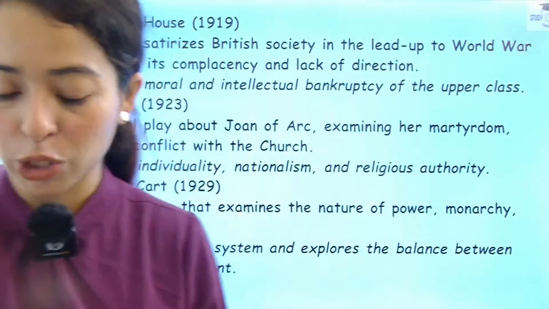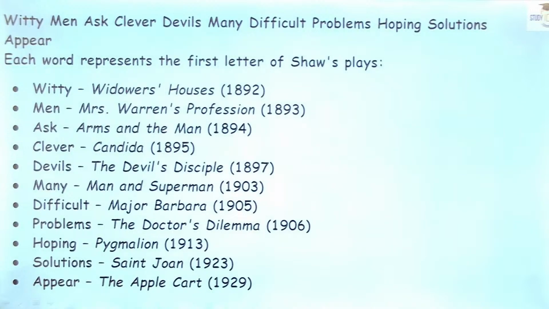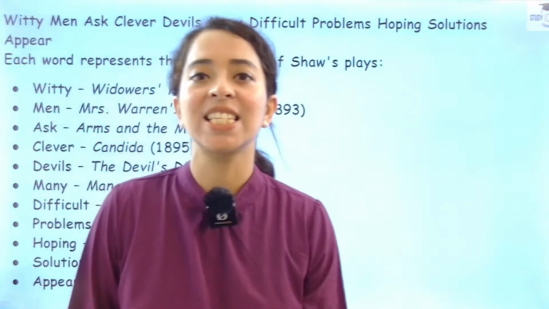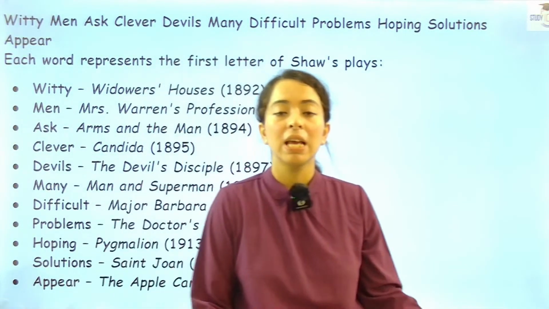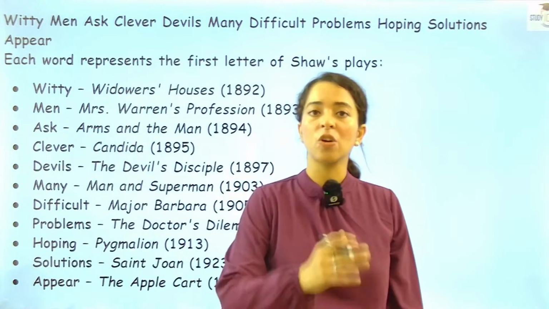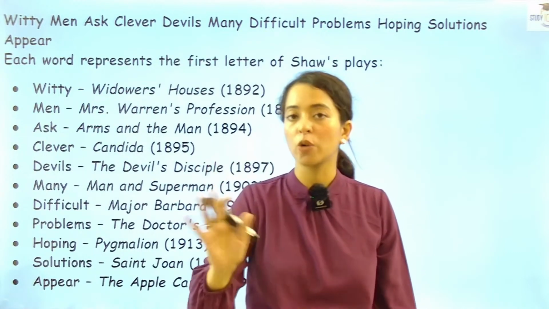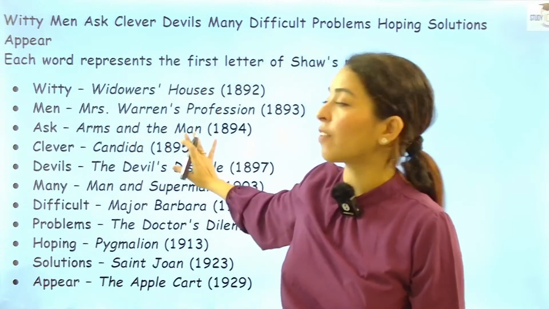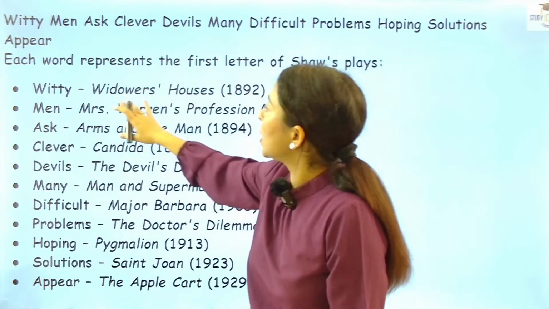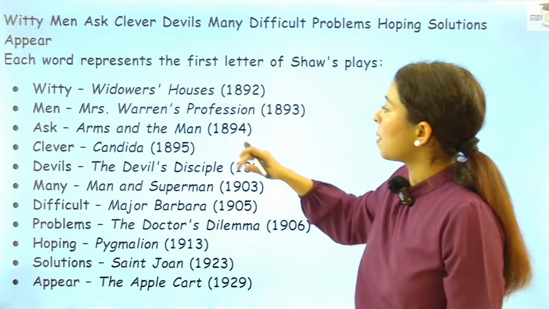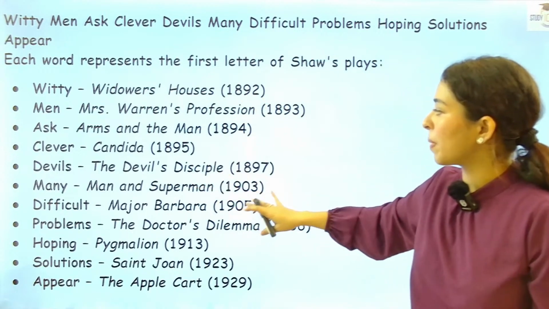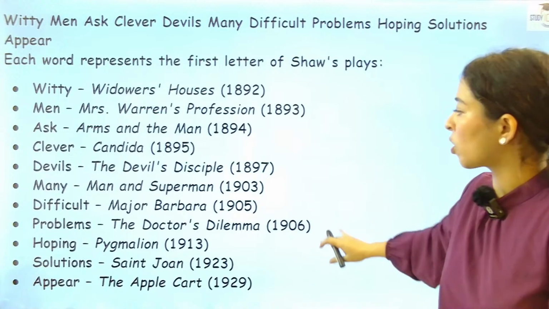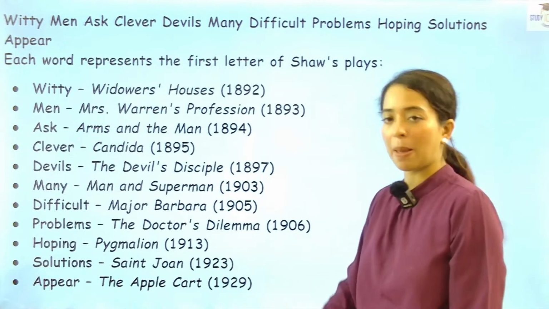This is 1929, okay? All right, guys, as I said, 60 plays hain, impossible to learn. ये important works हैं, इनमें से chronology पूछी जाएगी for sure. अगर chronology पे GB Shaw पे question आता है, these are the only set of works that will be picked up. So Widowers' Houses, Mrs. Warren's Profession, Arms and the Man, Candida, The Devil's Disciple, Man and Superman, Major Barbara, The Doctor's Dilemma, Pygmalion, Saint John and The Apple Cart.